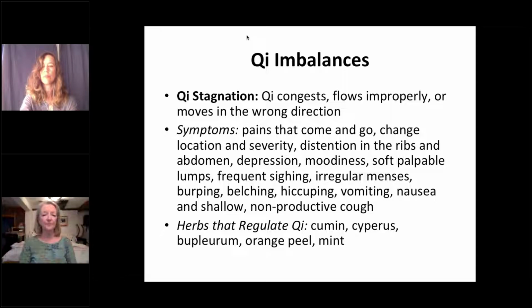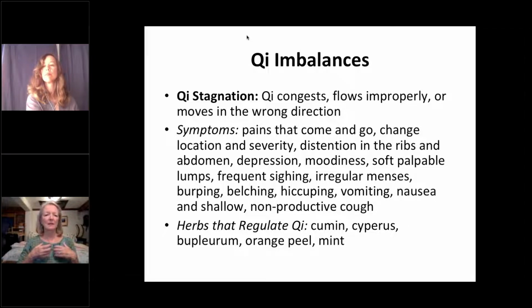Somebody might sigh frequently. That's a qi stagnation. Irregular menses, and it's irregular both in flow and in its cycle. So it could be either way or both. That would be irregular. Burping, belching, hiccuping, vomiting, nausea. That's all the qi going the wrong direction. It's going up instead of down. When we eat, we want things to go down, right? So all of this is that way, as well as the shallow, non-productive cough can be qi stagnation.